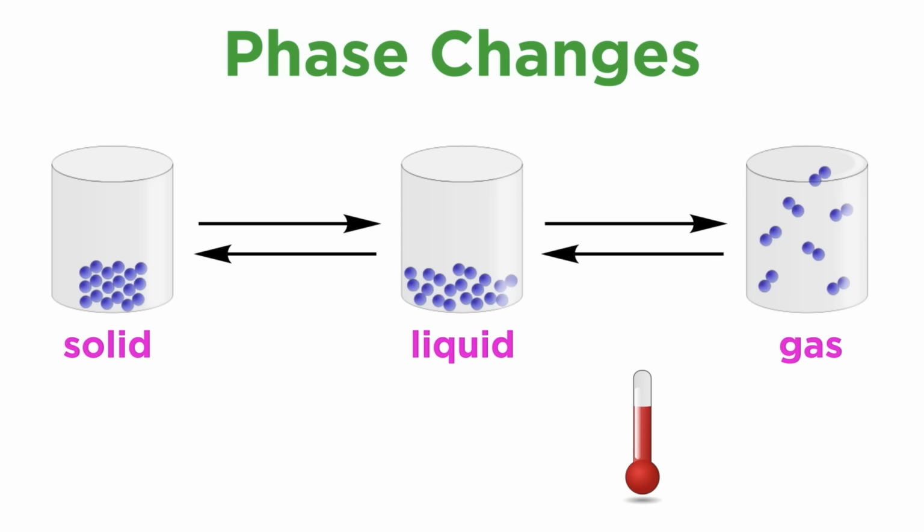To begin, let's think of the temperature at which a liquid changes between a liquid and a gas. If going from liquid to gas, this process is called vaporization. If going from gas to liquid, this process is called condensation.